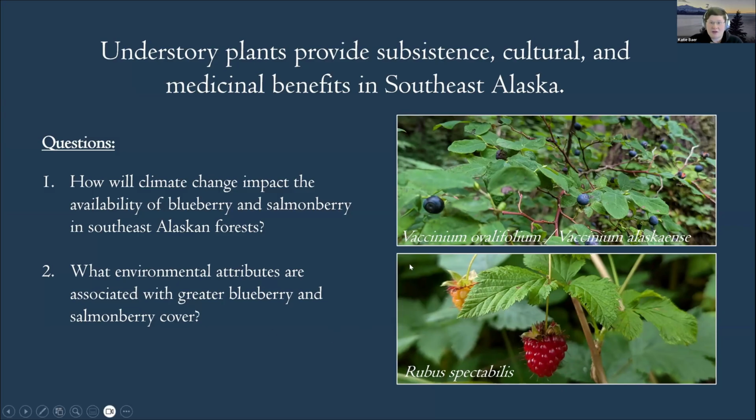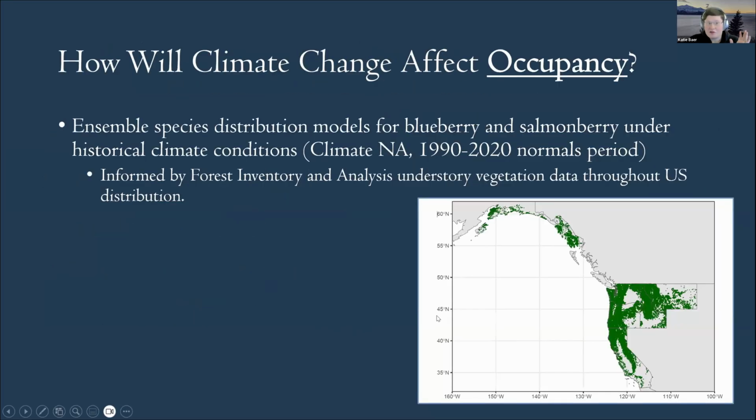So to get at this first question of what are the potential impacts of climate change, what I did was build an ensemble species distribution model using this amazing phase 2 understory vegetation data set that FIA collects. And I used data on occurrences of these species all throughout their Western US distribution, so all the way from Montana to coastal Alaska, and paired those with topographic data and then climate data taken from ClimateNA for the 1990 to 2020 normals period.